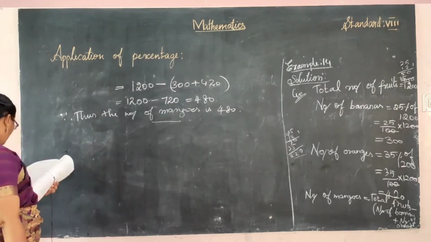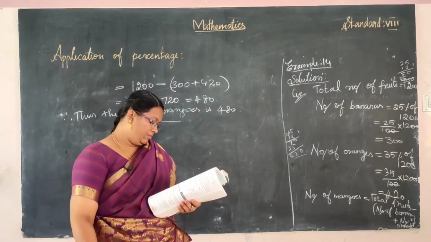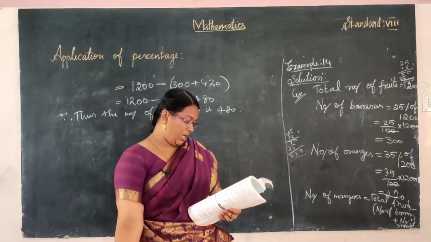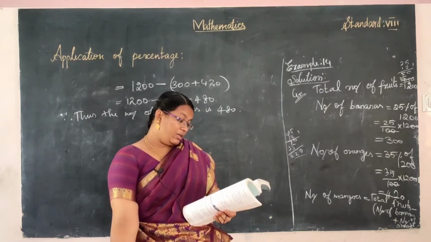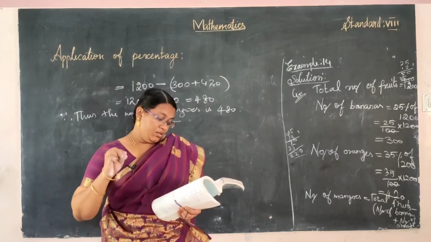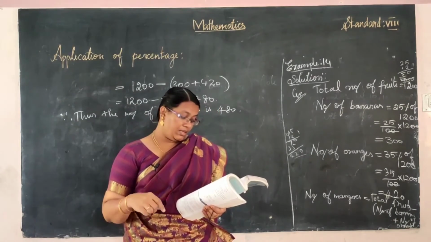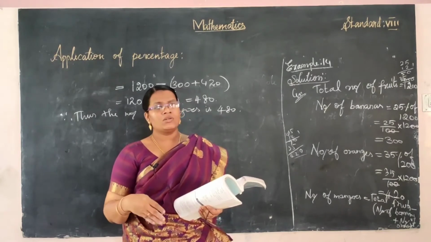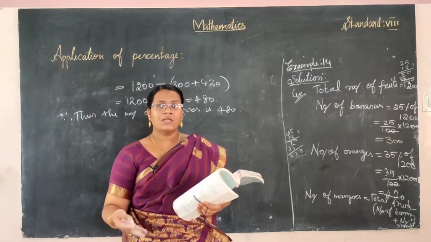And 15th one: 10% of a cold drink is lime concentrate. Okay, essence we say, right? In the cold drink, 10% of the cold drink is lemon, that is the lime concentrate. And then the rest is water. So if 10% is lime, what remains? 100 minus 10, so 90% is water.